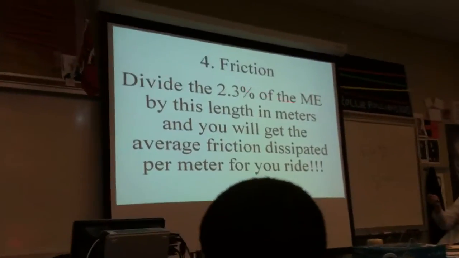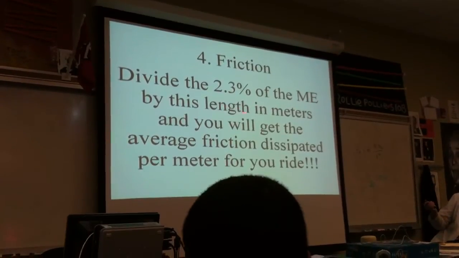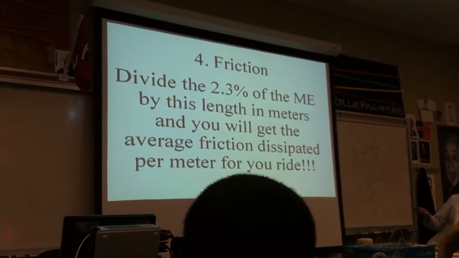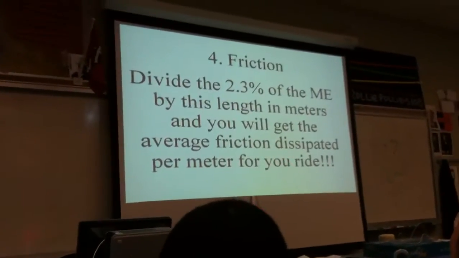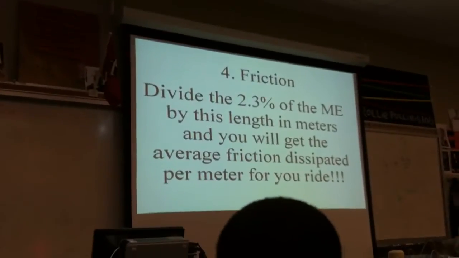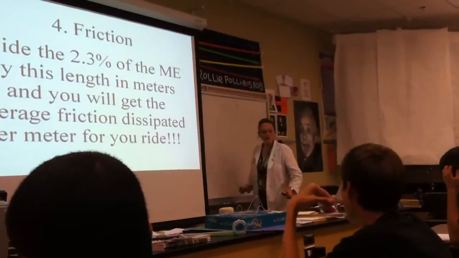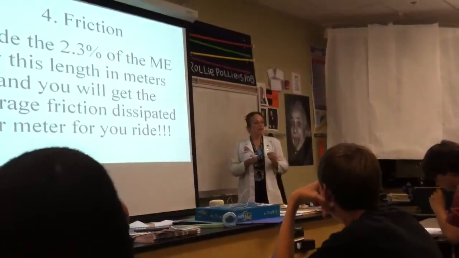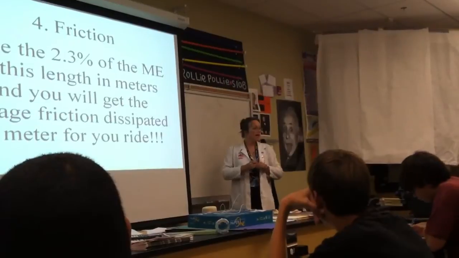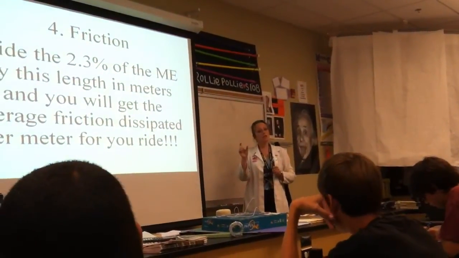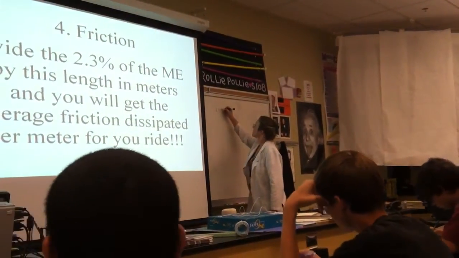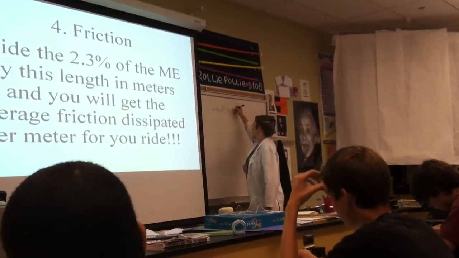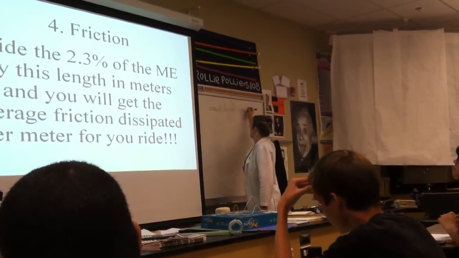Divide that 2.3% of the mechanical energy by the length that I measured, and that's my average friction dissipated per meter for your ride. That's what we want to know, because you're going to be calculating the mechanical energy at various positions on your ride, and you need to account for how much energy you've lost due to friction. So we want to know the amount of friction lost per meter.